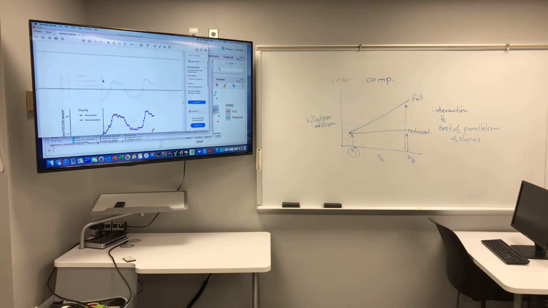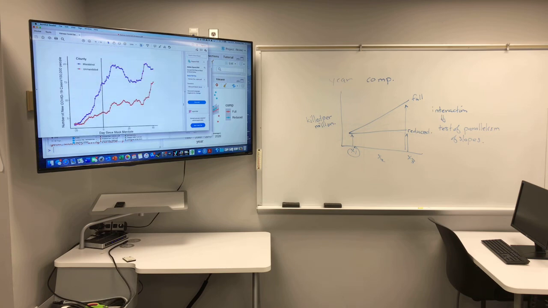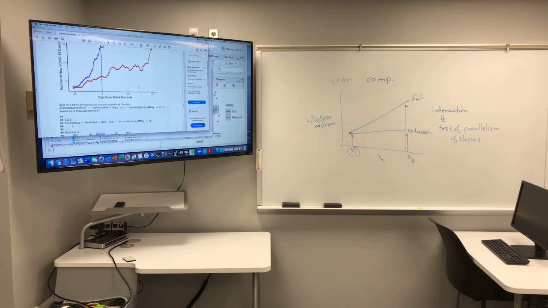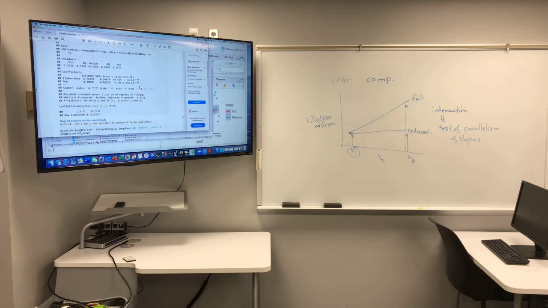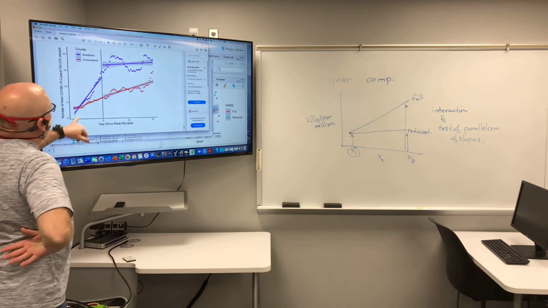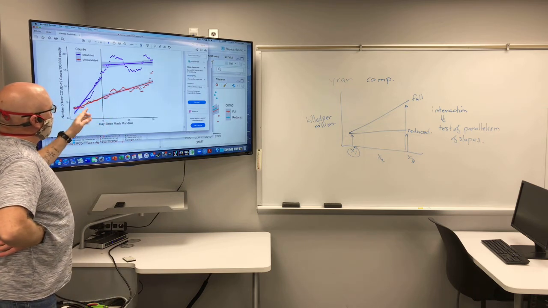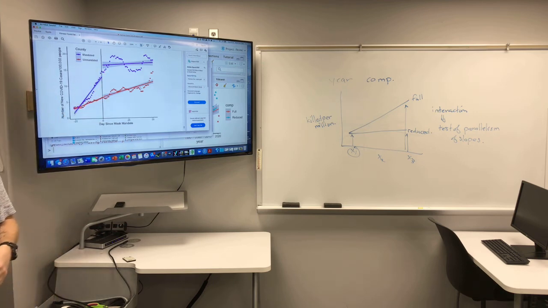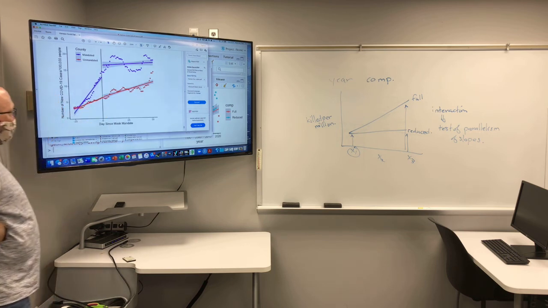But we basically looked at four regressions. We looked at mandated counties and unmandated counties, and we looked at them before the mask mandate came into effect and after the mask mandate came into effect. This is the R markdown file. So we had these four regressions. In the counties that had mask mandates, before the mandate came into effect, they were increasing rapidly in terms of the number of cases. And the same thing was happening in the non-mandated counties.